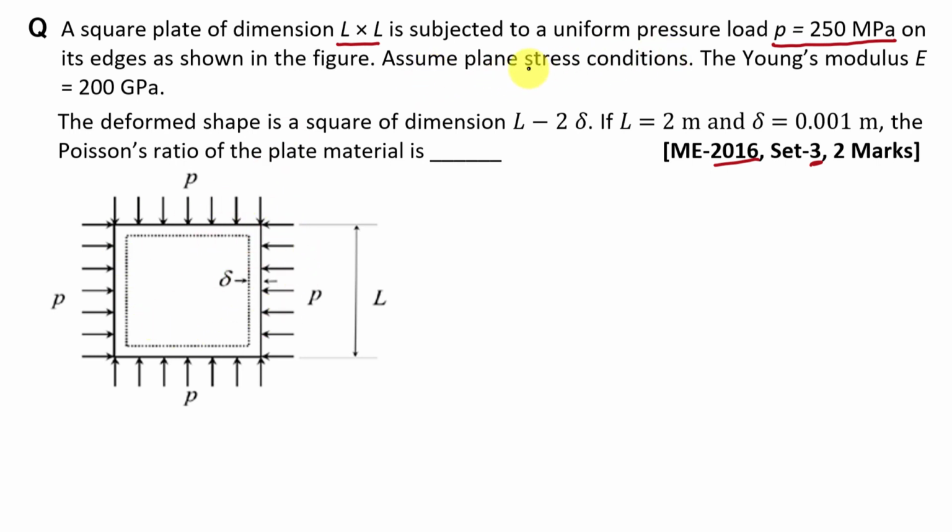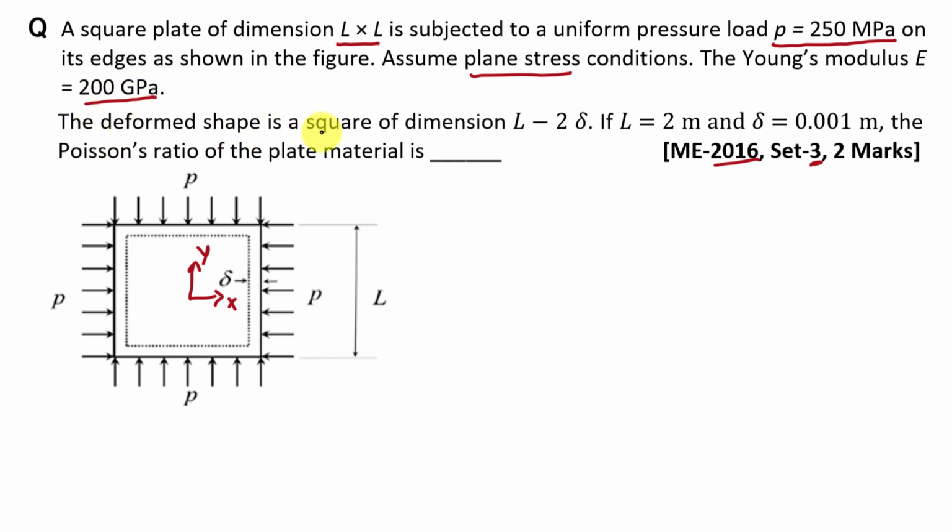Assume plane stress condition. What is the meaning of plane stress condition? It means that this plate is having stress in only 2 directions. One will be in this direction, let's say this direction is x direction, and second will be in this direction, that is y direction. In z direction value of stress will be 0, means this condition is called as plane stress conditions. Fine. And here Young's modulus E is 200 gigapascal.